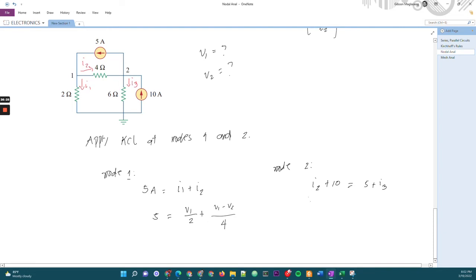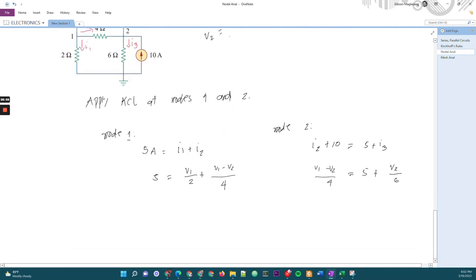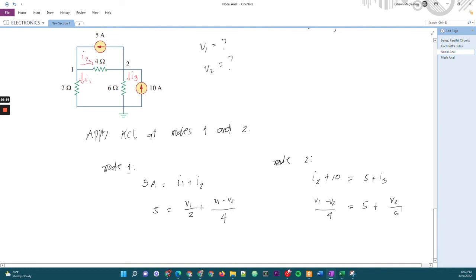Correct? So at node 2, we have V1 minus V2 over 4 plus 10. Actually, it simplifies more if we move the 10 there. Let's say we have 5 plus your I3 is just V2 over 6. Okay? So, that's it. It is very important to set up the equations in nodal analysis at node 1 and node 2.